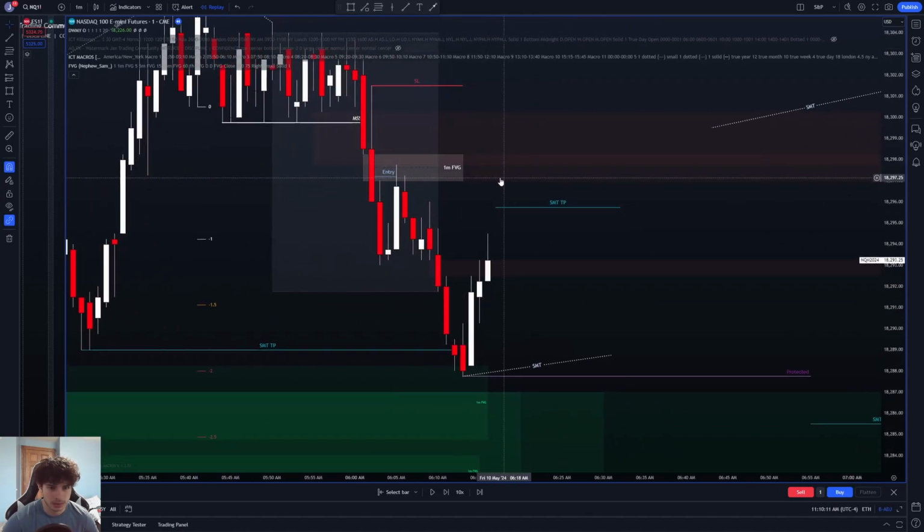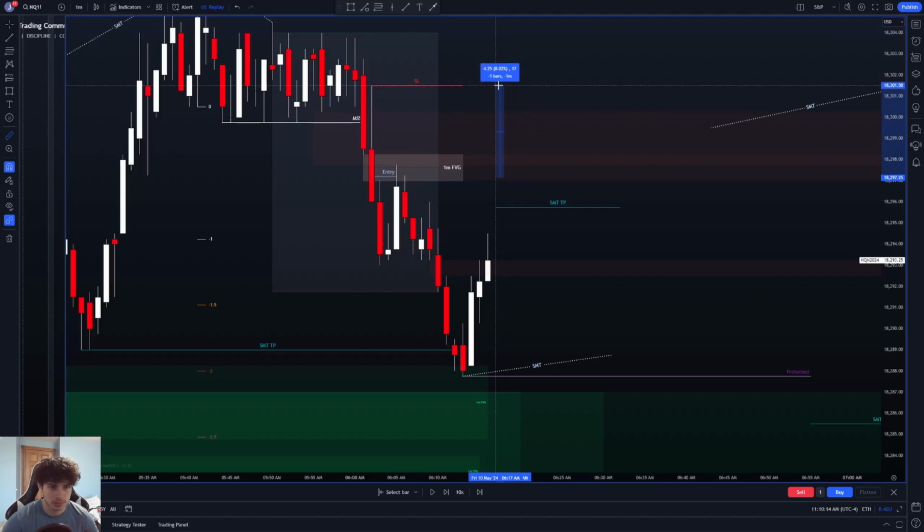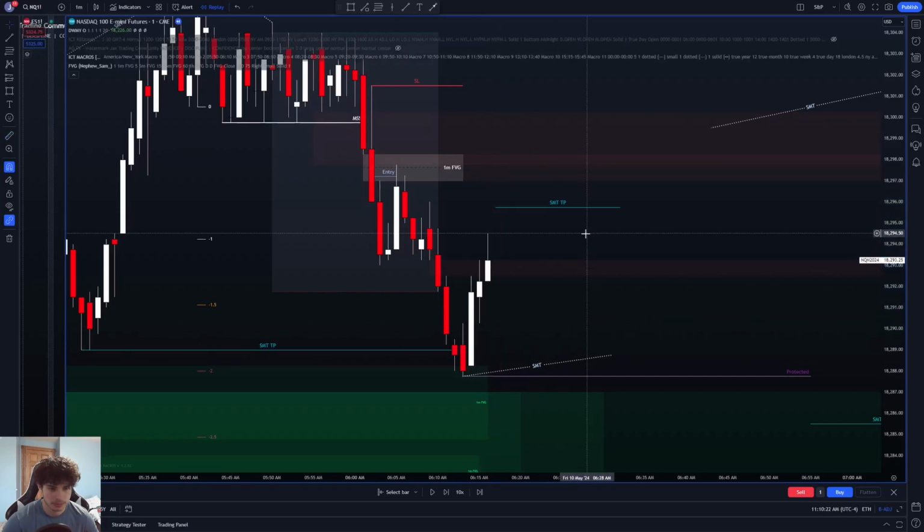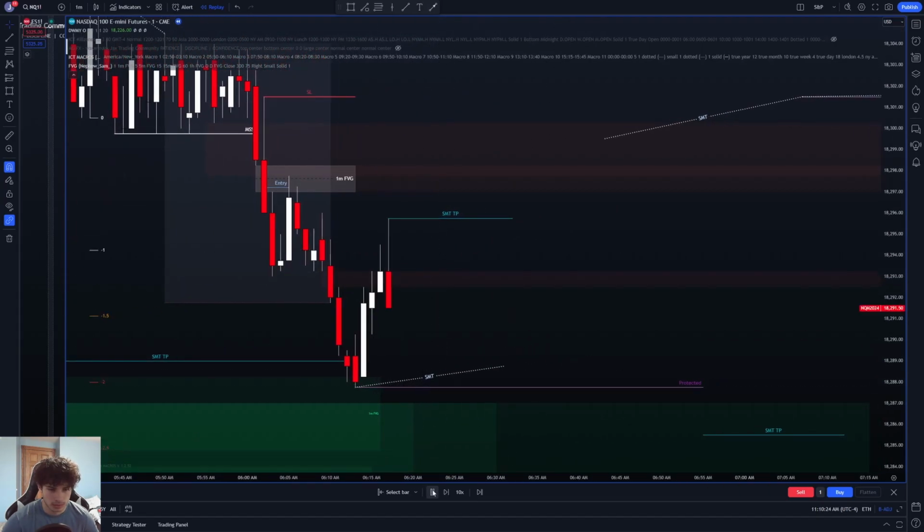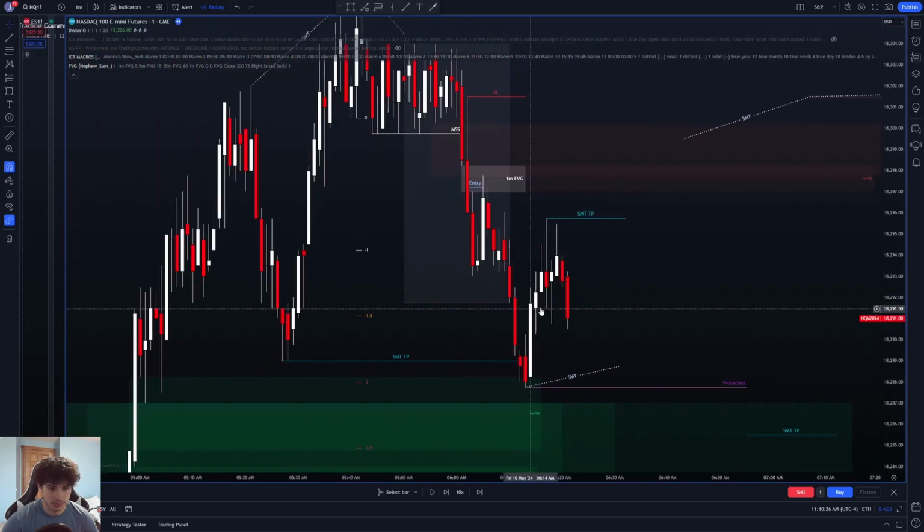This probably would be a little bit higher of a stop. Okay, 4.25 point stop for an 8.25 win. So that move's complete.